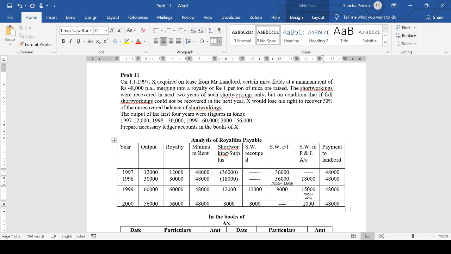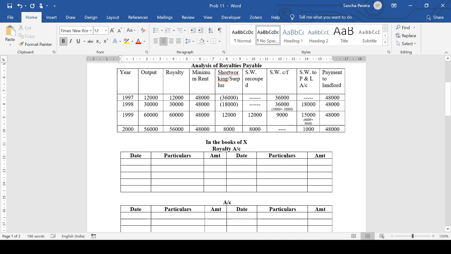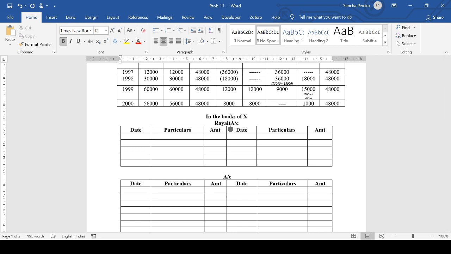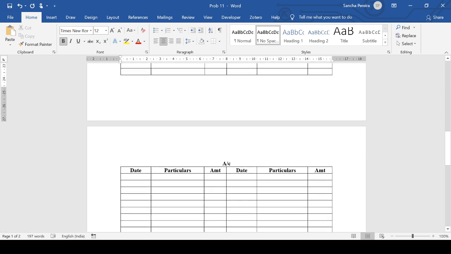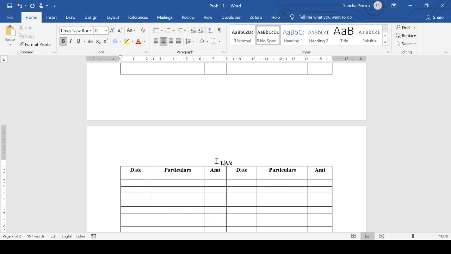Okay, so I hope you have understood this. Now we'll start with the ledger accounts. In the books of X, we have the royalties account, the short working account, and the landlord account.